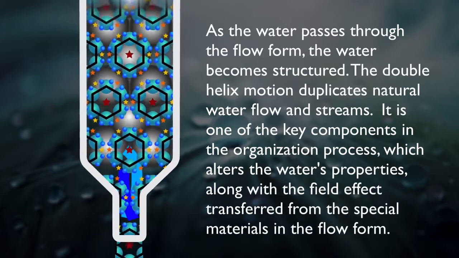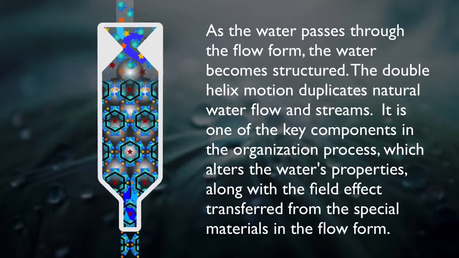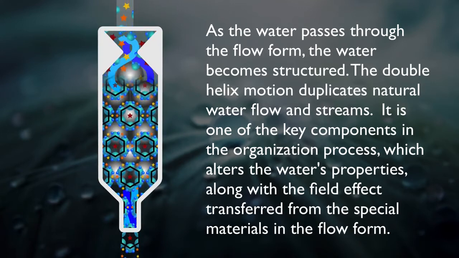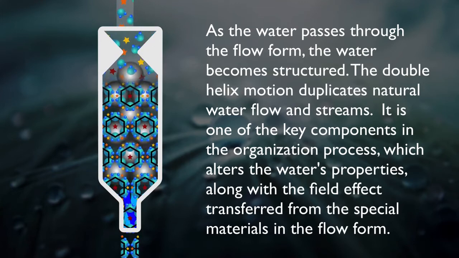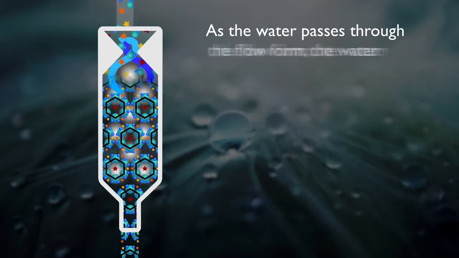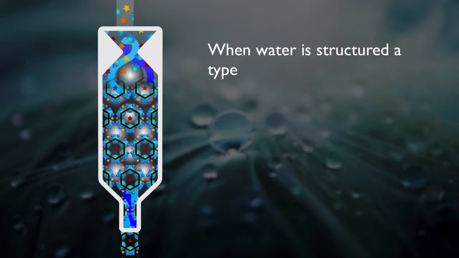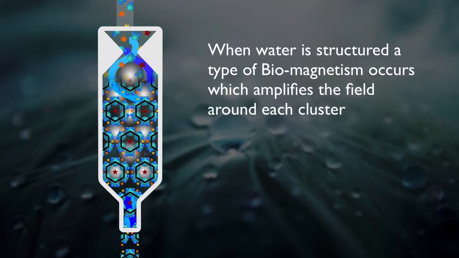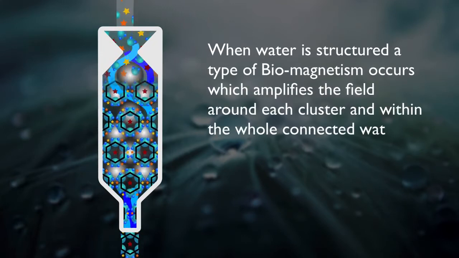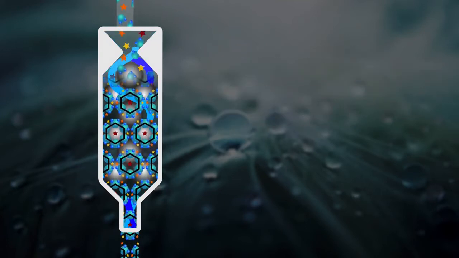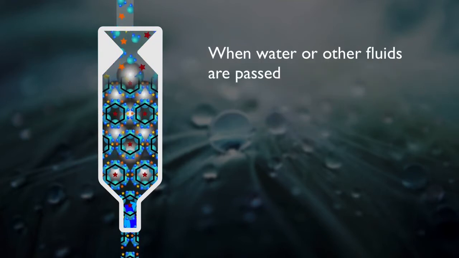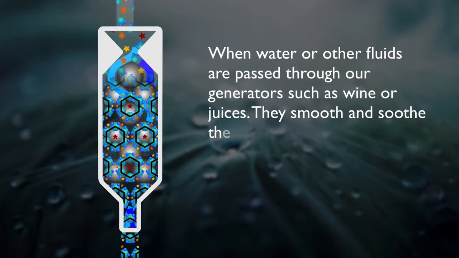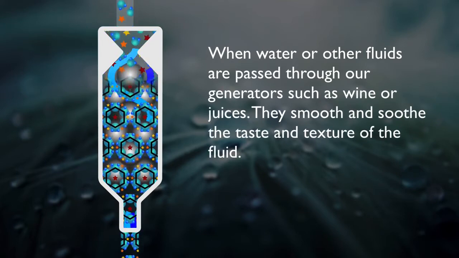It is one of the key components in the organization process, which alters the water's properties, along with the field effect transferred from the special materials in the flow form. When water is structured, a type of biomagnetism occurs which amplifies the field around each cluster and within the whole connected water body. When water or other fluids are passed through our generators, such as wine or juices, they smooth and soothe the taste and texture of the fluid.